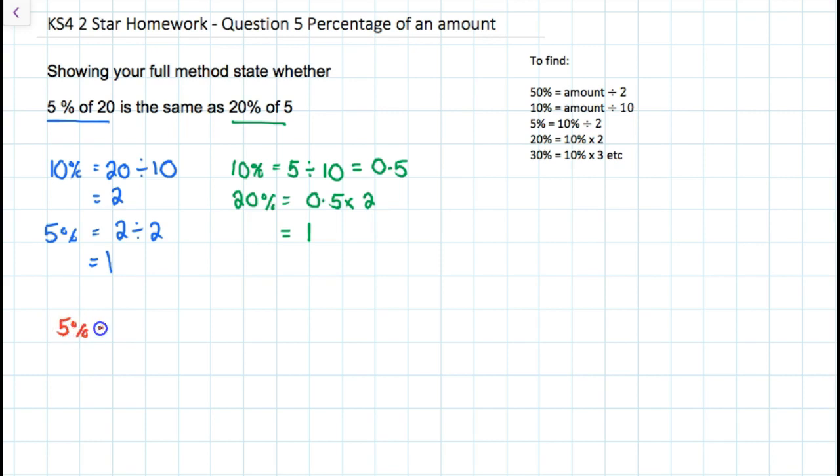So a finishing statement to say that 5% of 20 is equal to 20% of 5. Now this statement on its own wouldn't be enough, you would have to show this method to get the full marks. I'm going to put a question up now for you to have a try. If you press pause and have a go yourself.